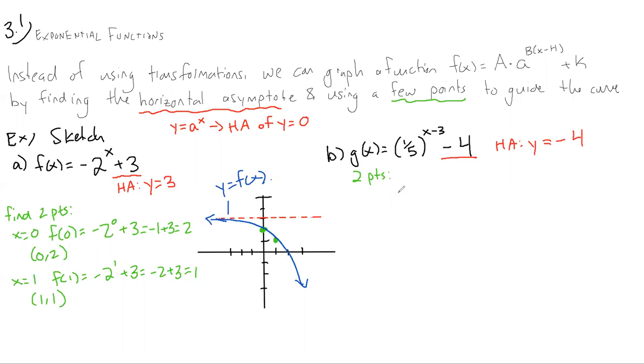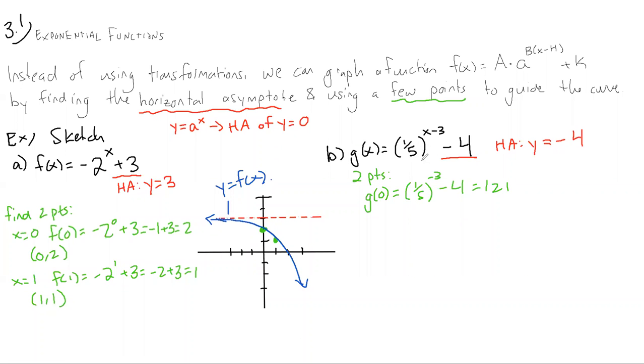0 is usually a pretty good one to plug in. If we try 0 right now, what's going to happen? I'm going to get (1/5)^-3 minus 4. That's 125 minus 4, which is too big. So that might not be the one that I want.